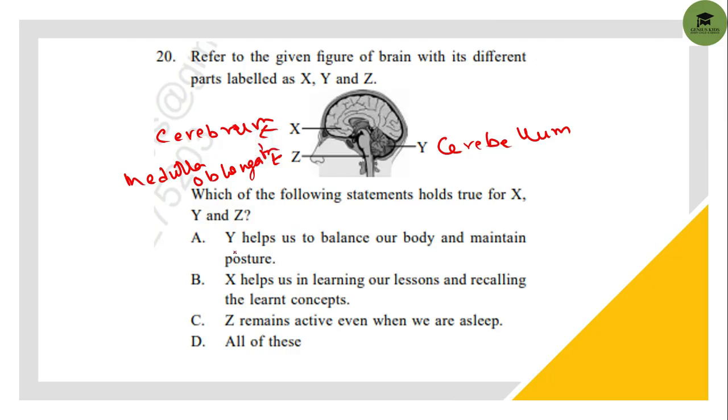So let's see what Y is. Y helps us to balance our body and maintain posture. Yes, cerebellum helps us balance our body and maintain posture. Correct one. X helps us in learning our lessons and recalling the learned concepts. Cerebellum helps us in learning our lessons and recalling the learned concept. This is also correct. Z remains active even when we are asleep. Yes, medulla oblongata remains active when we are asleep. So as A, B, C are all correct, option D is your correct answer.